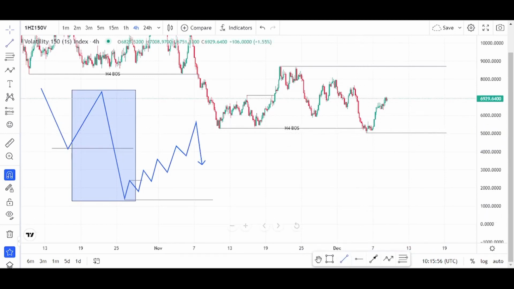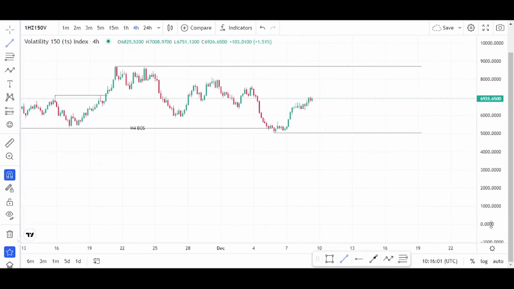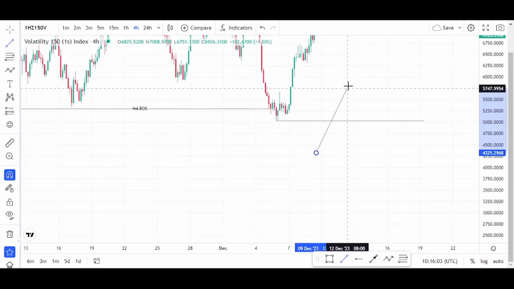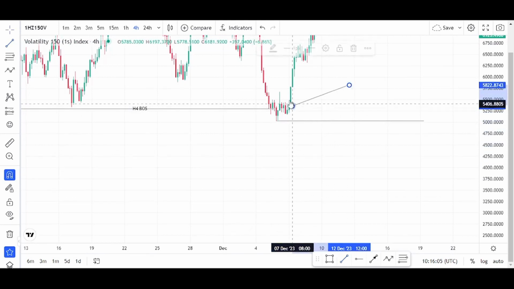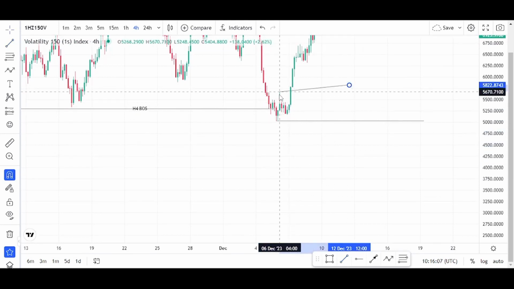And internally, what we can see is that we had our break of structure in the H4 internal. Okay, we had our break of structure here.